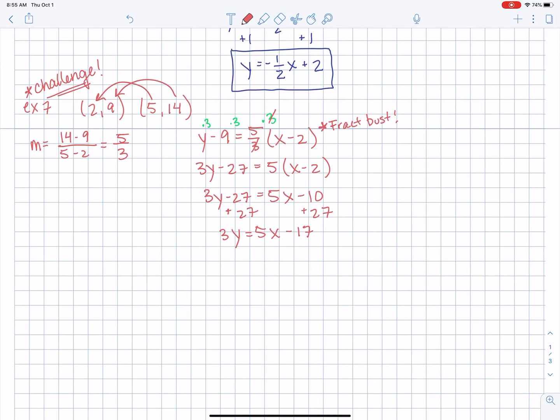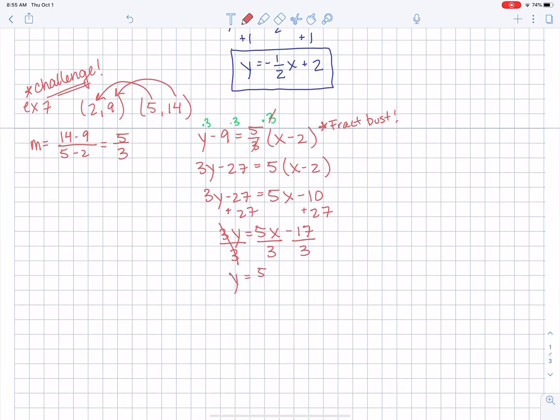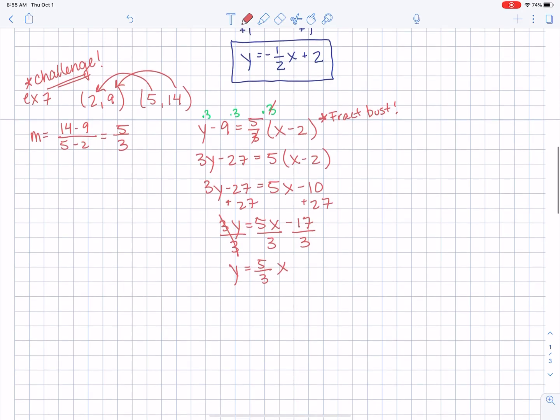All right, so we just have one extra little step here, and that is that we need to divide all of our terms by 3 to isolate y. So y equals 5 over 3 x minus 17 over 3. So definitely a challenging one, but I just wanted to show you that you can do it with fractions. Excellent job. I will see you very soon.